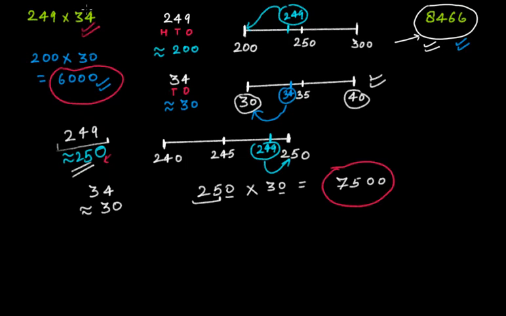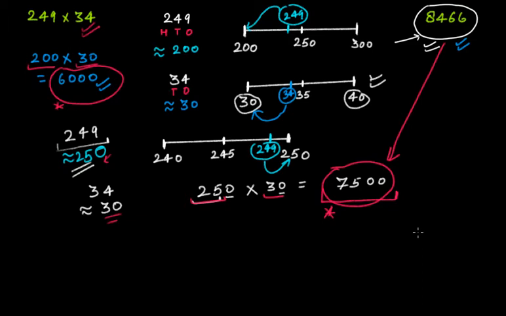Okay, and if we round 34 off to its nearest 10, we get 30. So this time it's 250 times 30, and here it was 200 times 30, right? And this is 7500. So which of these two, that is 6000 and 7500, is much nearer to 8466? Of course this one, right? This one is much nearer. Therefore the better estimation will be 7500. I'll say the better estimation.